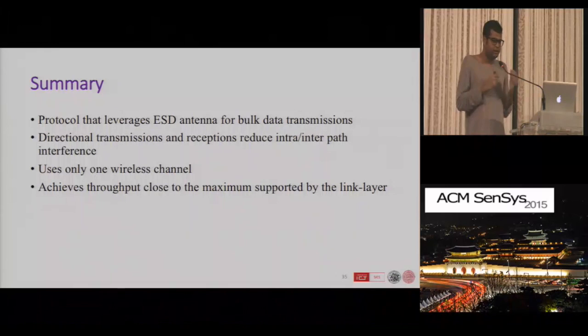So in summary, we present DPT, which leverages the ESD antenna for bulk data transmission. We experimentally show in a real testbed that the directional transmissions and receptions reduce intrapath and interpath interference significantly. We show that this reduced interpath as well as intrapath interference allows us to have high throughput multi-hop transmissions happen on only one wireless channel, and we achieve throughput that is close to the maximum supported over the link layer.